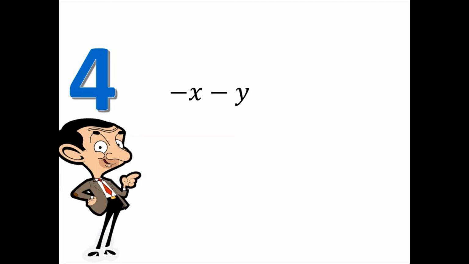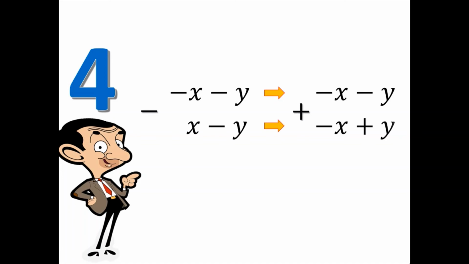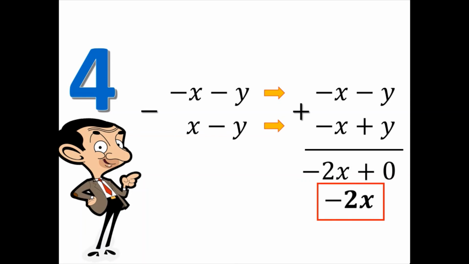Number 4. Negative x minus y minus x minus y. Since this is subtraction, we copy the first polynomial, negative x minus y. Change minus sign to plus sign. Get the opposite of x minus y. That becomes negative x plus y. Add. Negative x plus negative x is negative 2x. Negative y plus y is 0. We rewrite it as negative 2x.